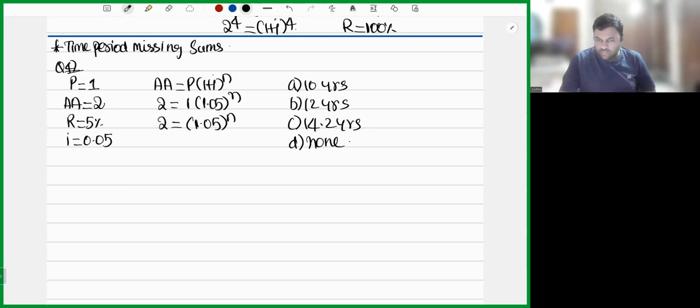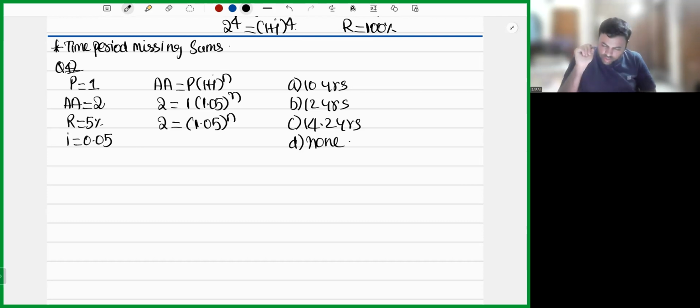Now, option A: 1.05 into 1, press the equal to symbol 10 times. 1, 2, 3, 4, 5, 6, 7, 8, 9, 10. Are you getting 2? Unfortunately, no, you are getting only 1.62. So option A can't be the answer. Let's do option B: 1.05 into 1, equal to symbol 12 times. Are you getting 2? No, sir, we are getting 1.79. So unfortunately, this is also not the answer.